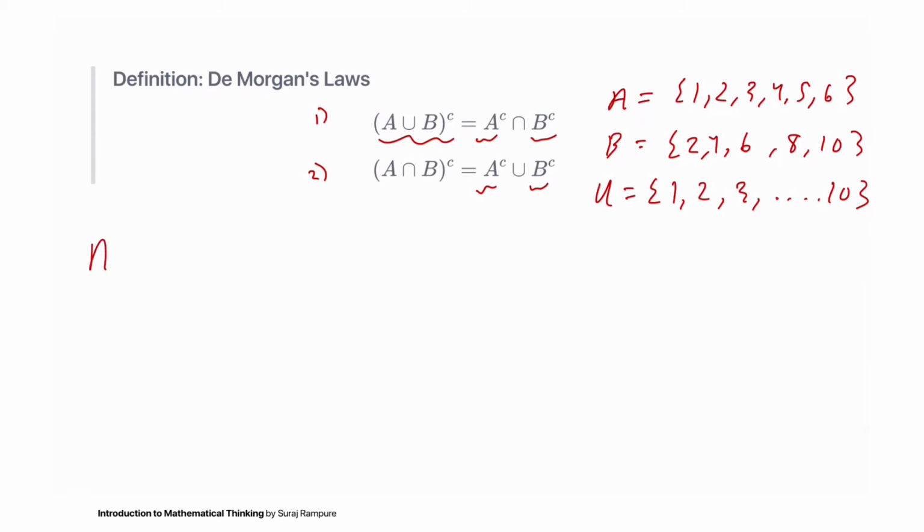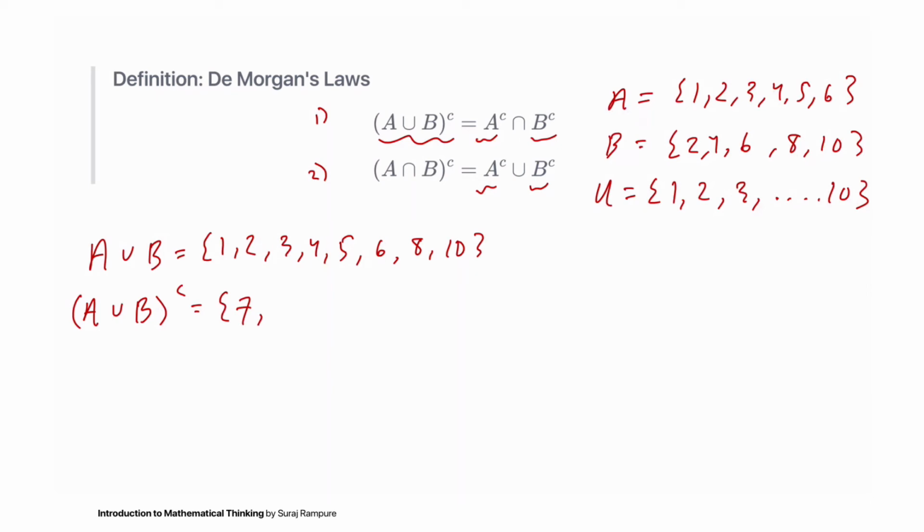Okay? Well, what's A union B? It's 1, 2, 3, 4, 5, 6, 8, and 10. What's the complement of the union of A and B? Well, it's all of the integers from 1 to 10 that are not in A union B. So that would be 7 and 9, I believe. Cool.